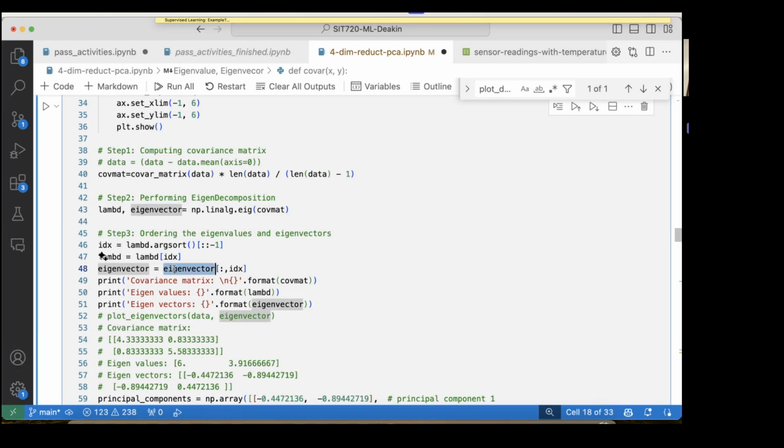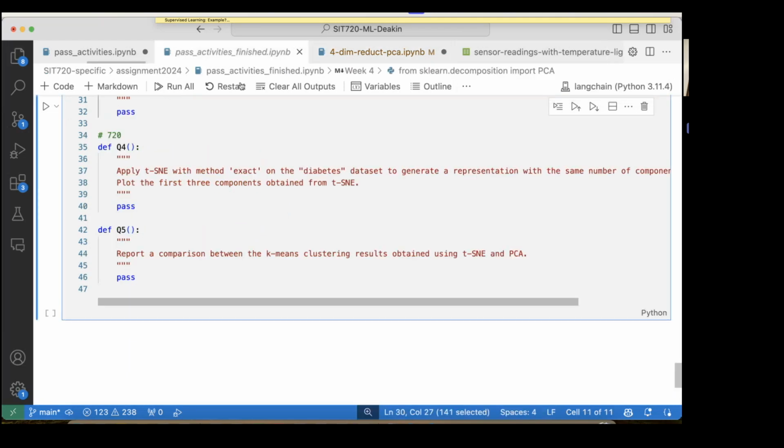After sorting this, the first eigenvector will promise that the transformed data will have maximum variance. All good? Clear? Yeah. Yep. That is one important perspective. Another important perspective, you can go to the past activity.